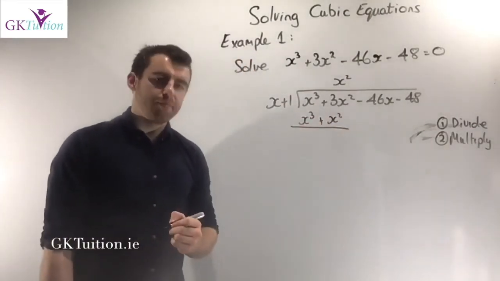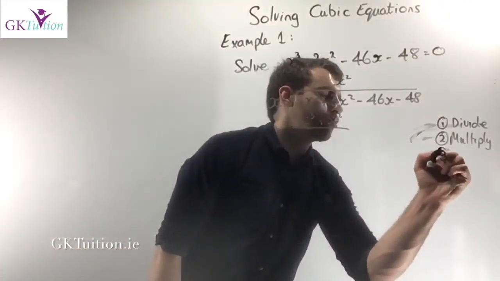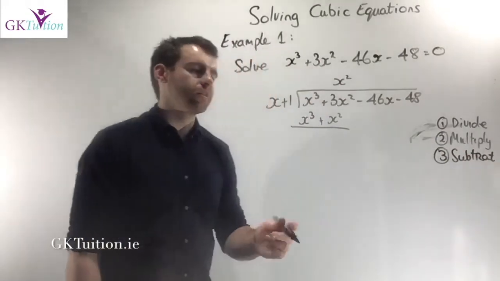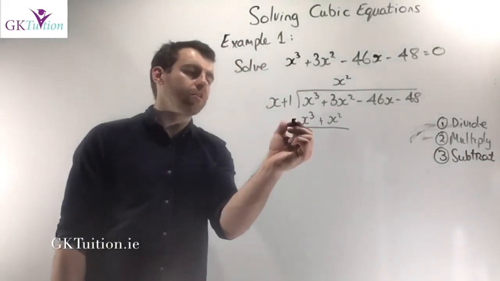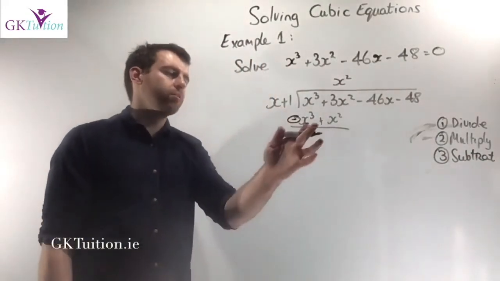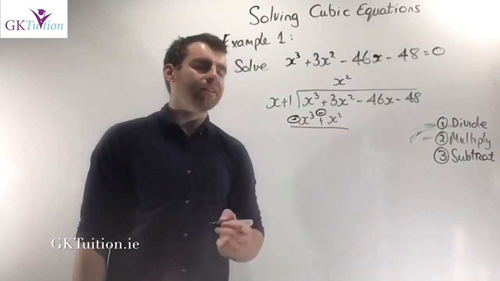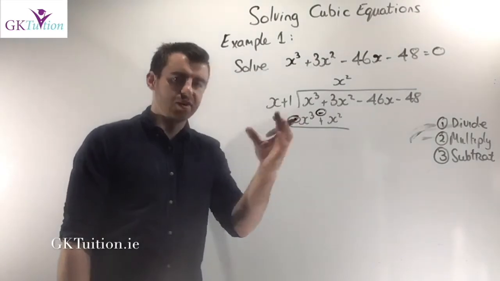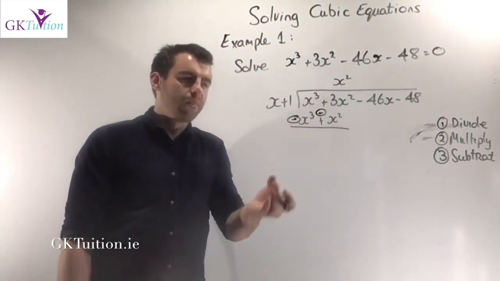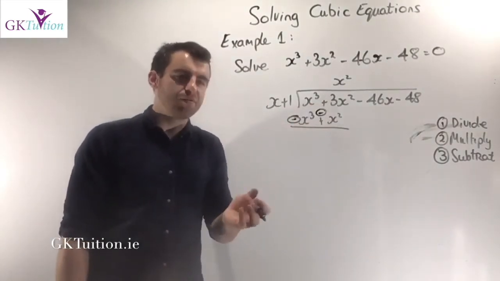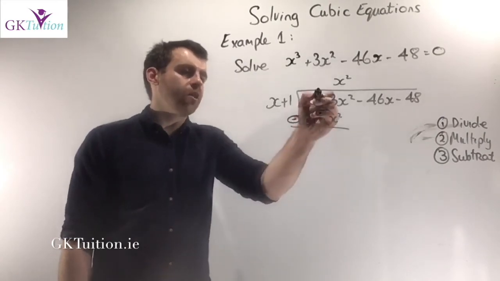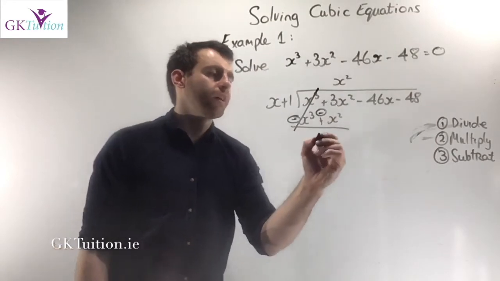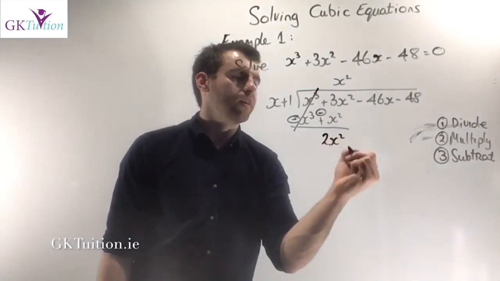Now the third step in our long division is we need to subtract. And in order to subtract, you have to change your signs. So if this was a plus x cubed, it's going to become a minus x cubed. If this was a plus x squared, it's going to become a minus x squared. I always tell my students to do it like that, change the sign and circle it, because otherwise you end up with a plus and a minus in front of everything and it gets really confusing. So x cubed minus x cubed cancel out. 3x squared minus 1x squared gives me 2x squared.